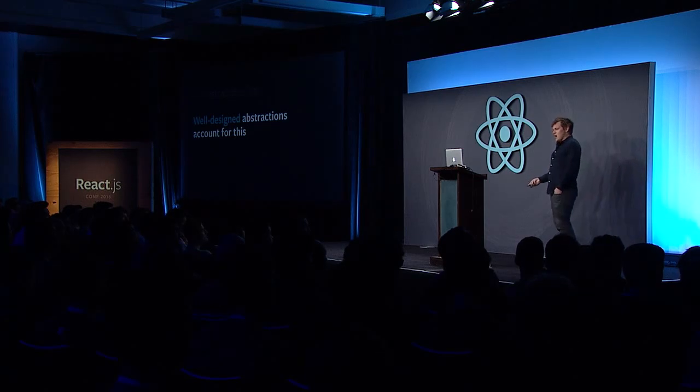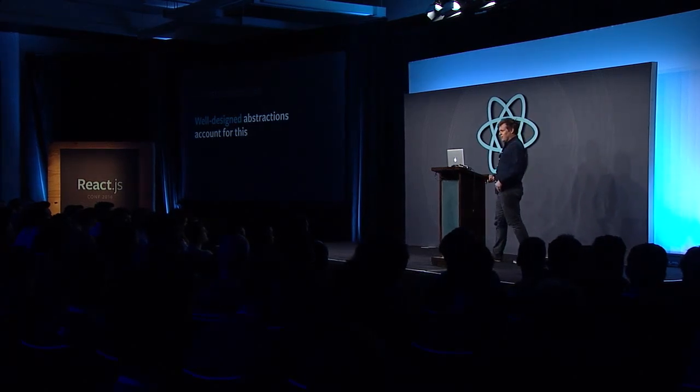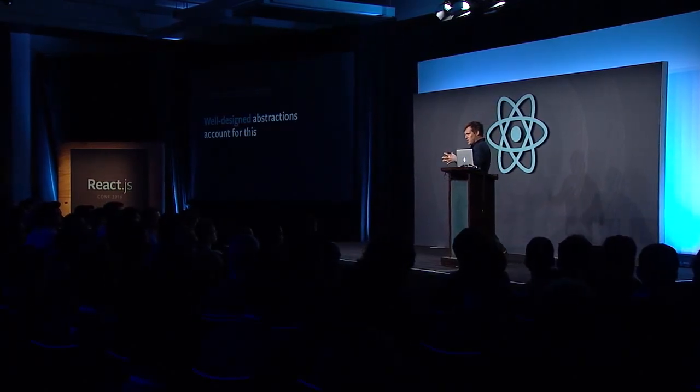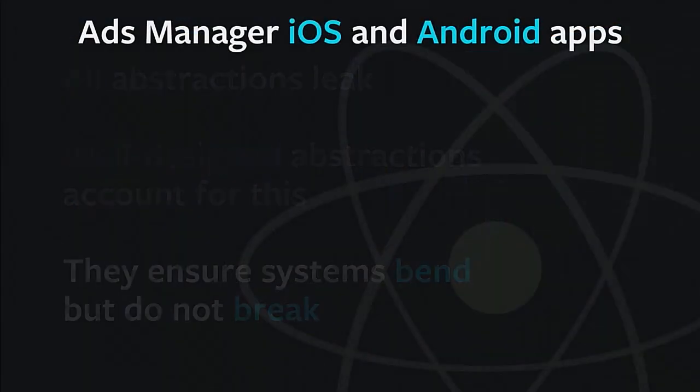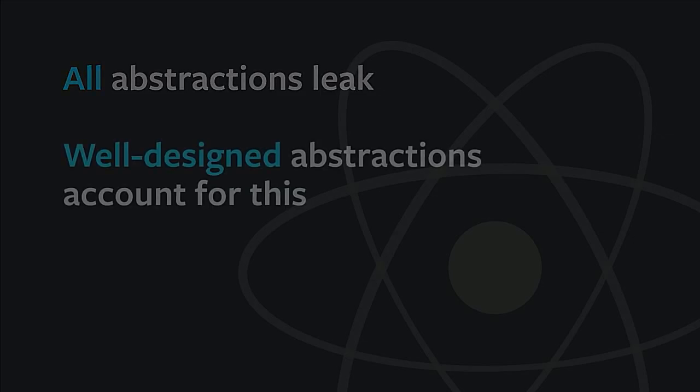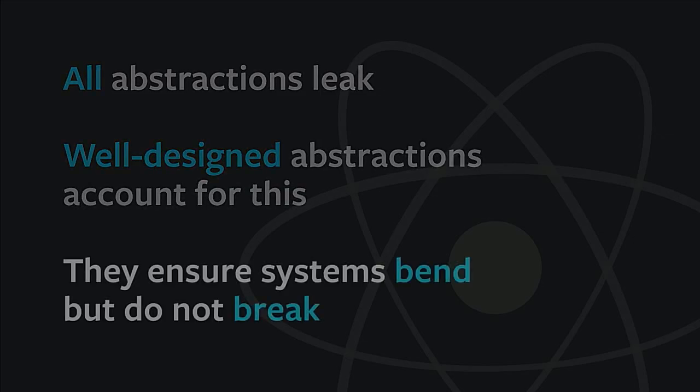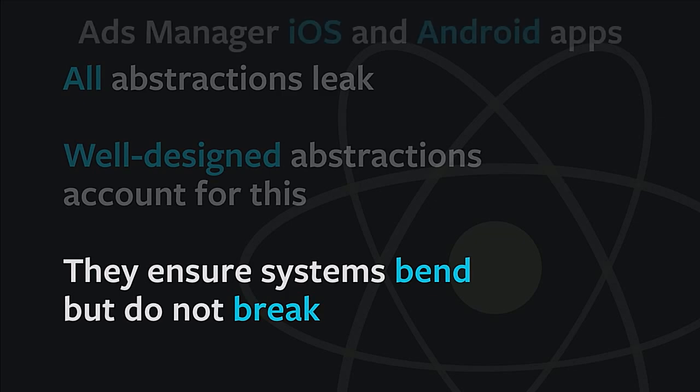And well-designed abstractions account for this. They allow you to break abstraction in structured ways and have it be contained. And this is one of the key elements of well-designed systems, in my view, that ensures that they bend, but they don't break. A lot of these previous systems have been too rigid in the way that they enforce and don't let you drop down into Node.